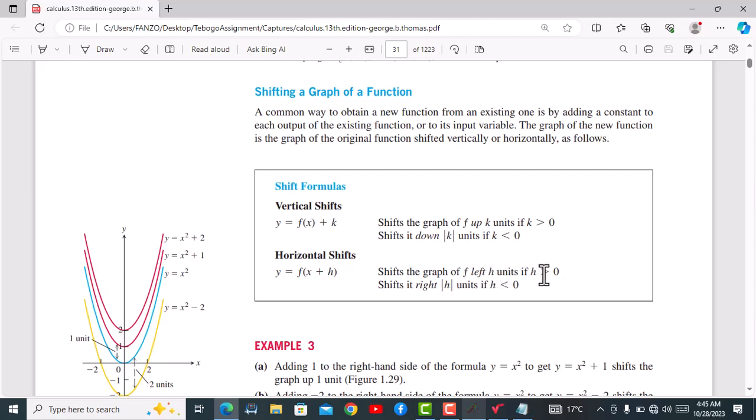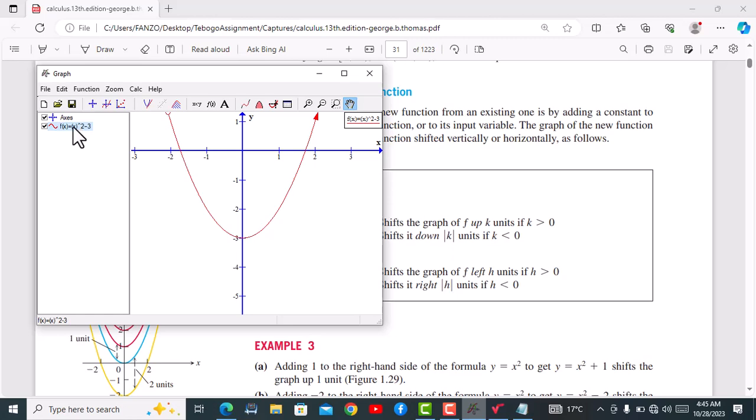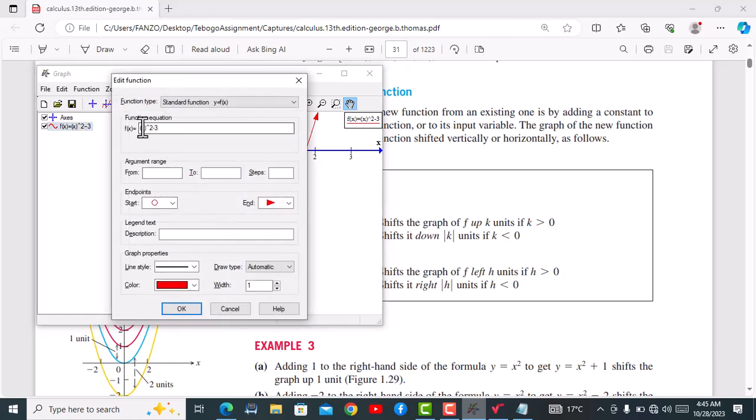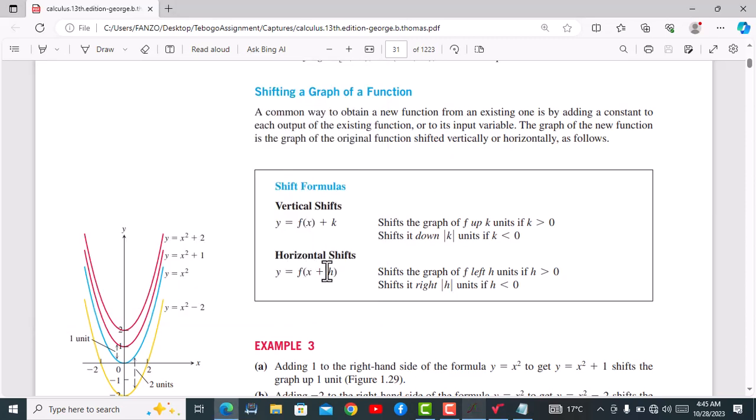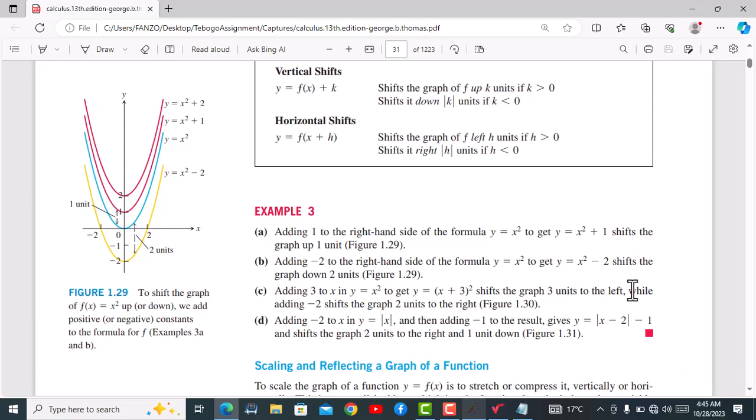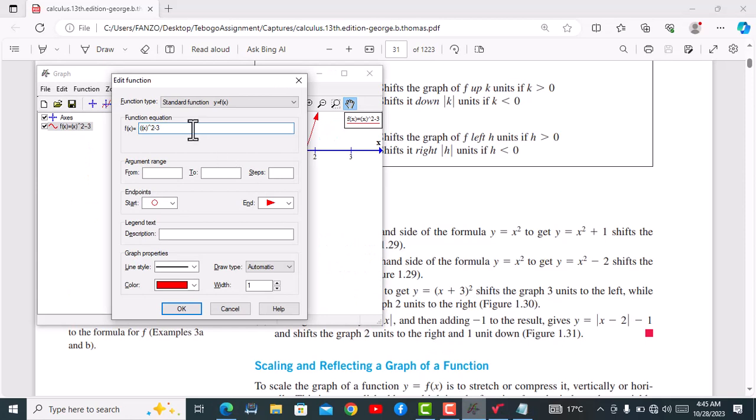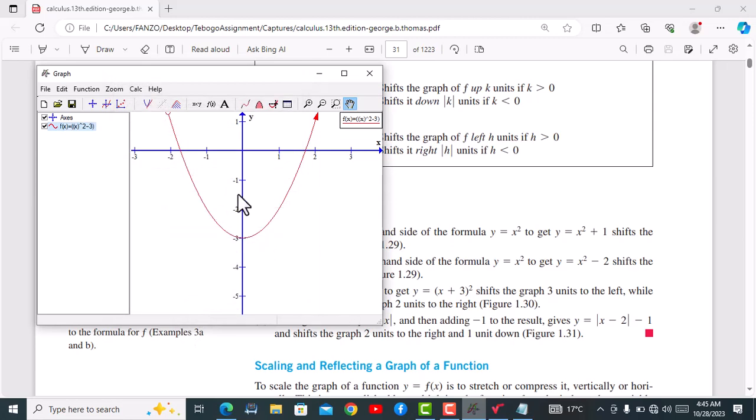So this is how we do it. Shifting the graph of f left h units if h is greater than 0, and right h units if h is less than 0. So how do you do that? You go inside of the function. Let me do this so that it is very clear. What I have is just x squared. So I will have my x squared plus 1. Let's see if this will work.